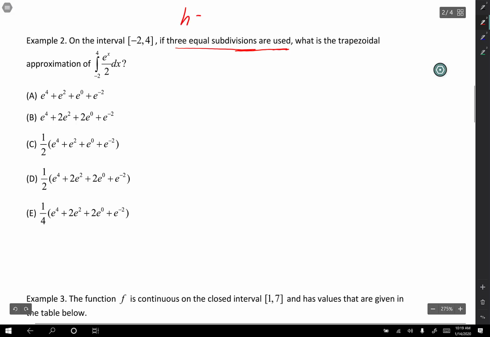So my height, which just so happens to be the change in x, is going to be 2. Does everyone know where I got the 2 from? All right, I'm going to put it here for good notes. 4 minus -2, divided by 3.